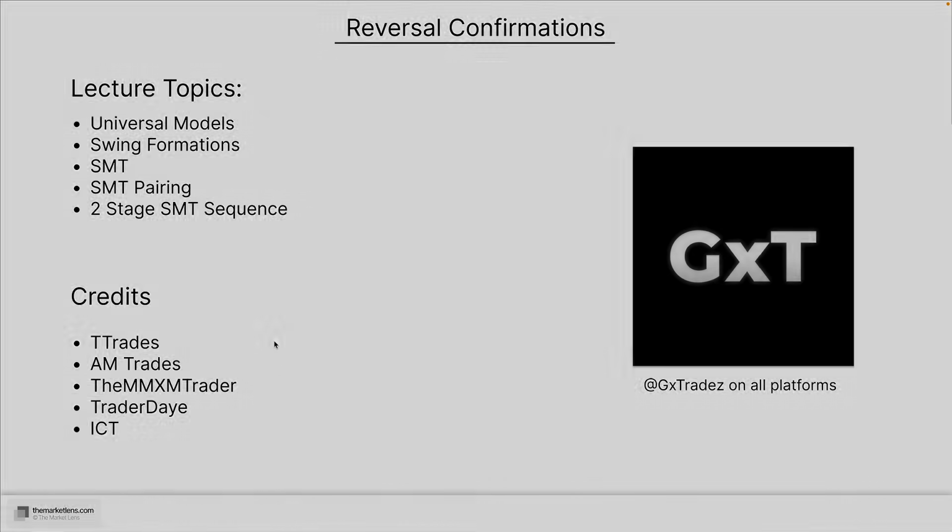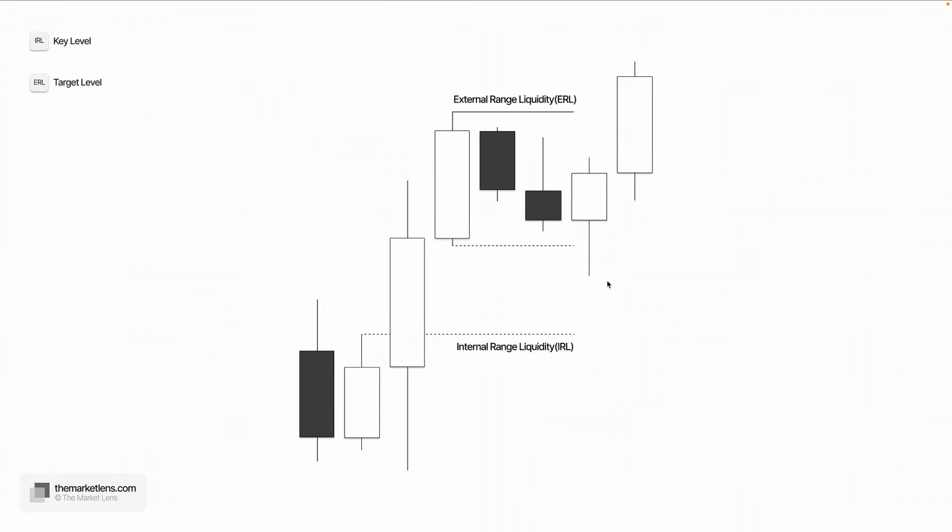Let's get into it. So here we are on universal models. We're going to be covering internal to external, external to internal, and manipulation ranges. This is something I really learned from the MXM traders back when I was first learning how to really trade ICT. He really simplified it. So I'm going to try to do my best here for you guys.